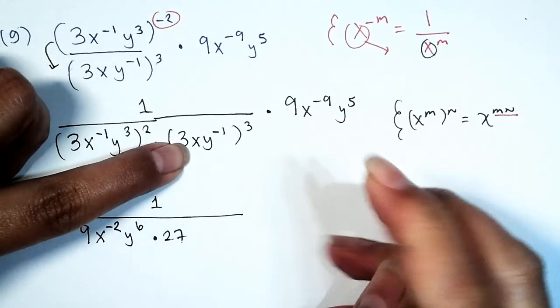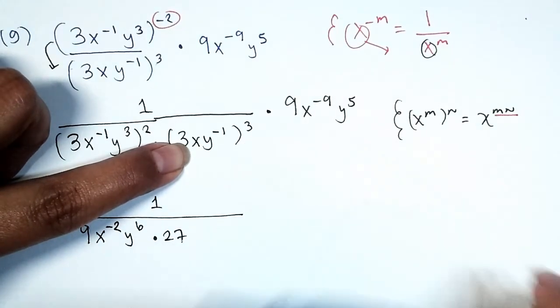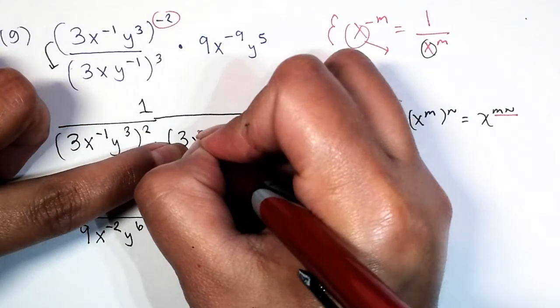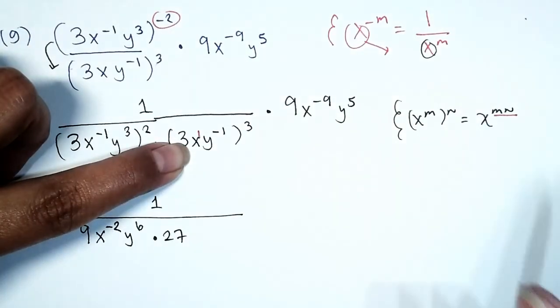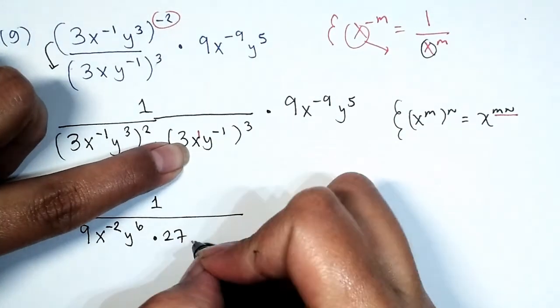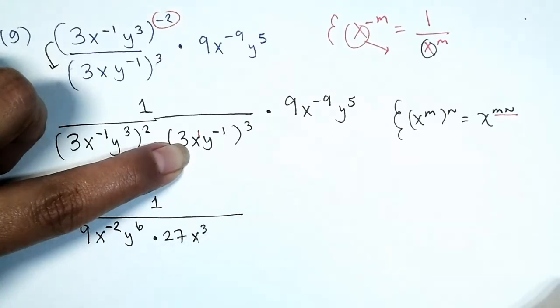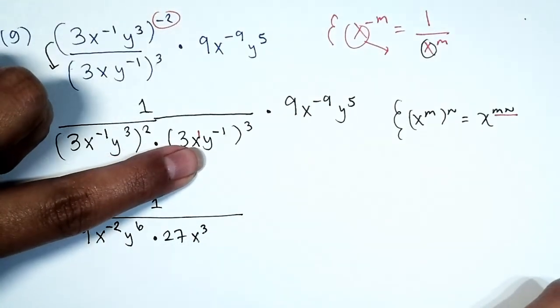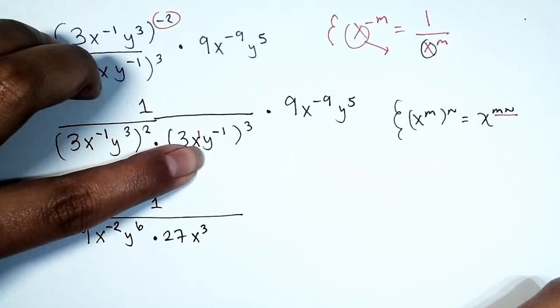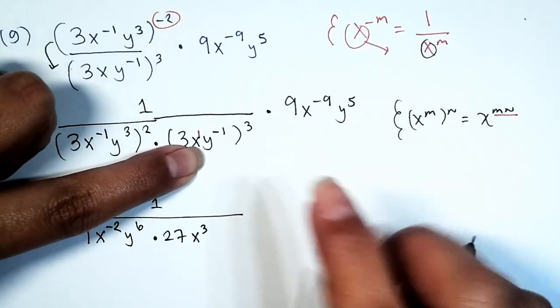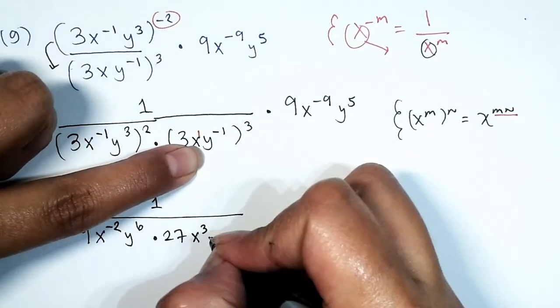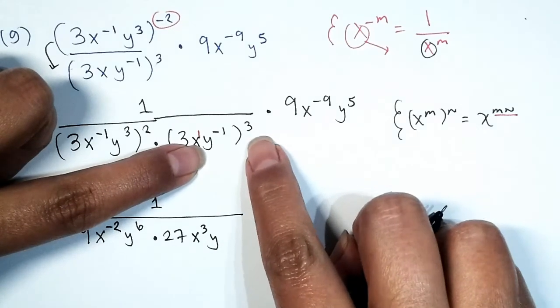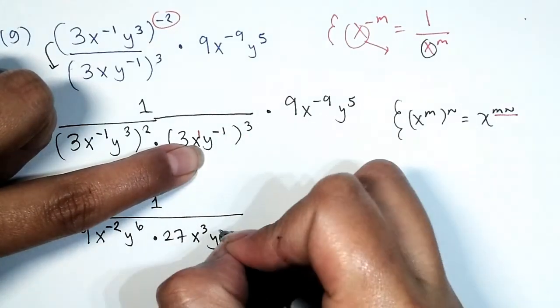Next factor, raised to the third power, power rule. Keep the base and multiply the exponent. So that will give you x to the third power. Final factor, y. What's y to the negative first? Raised to the third power, you're going to keep the base and multiply the exponents. So the product is negative 3.